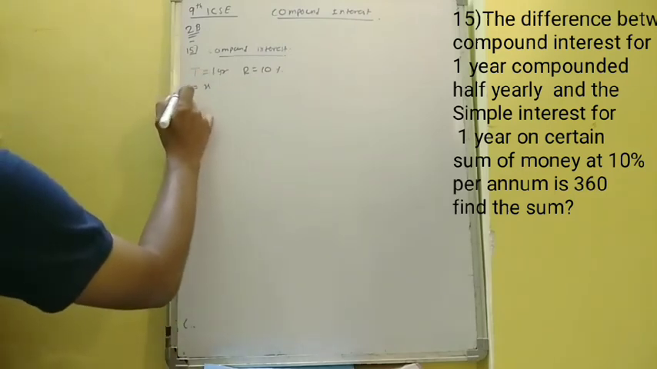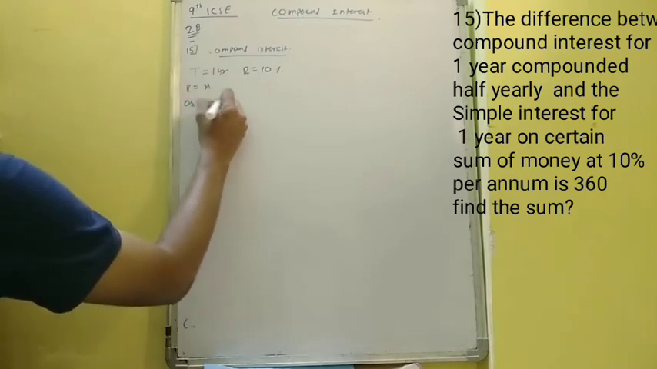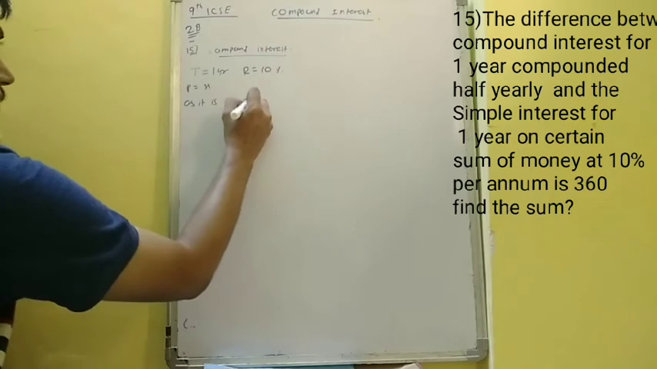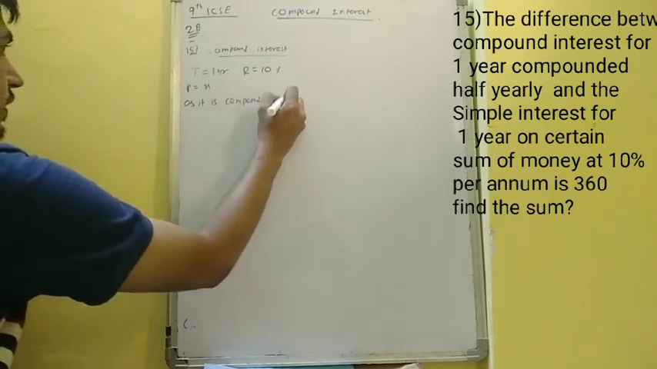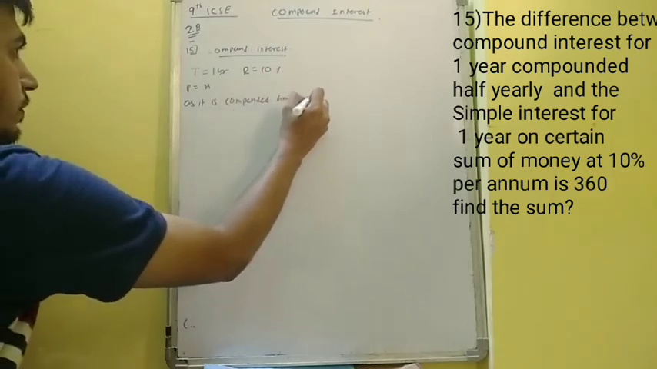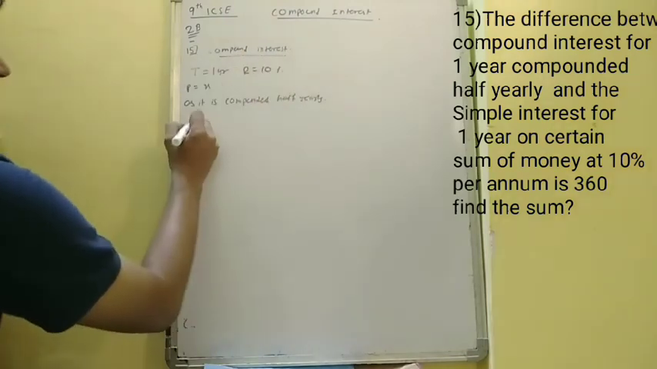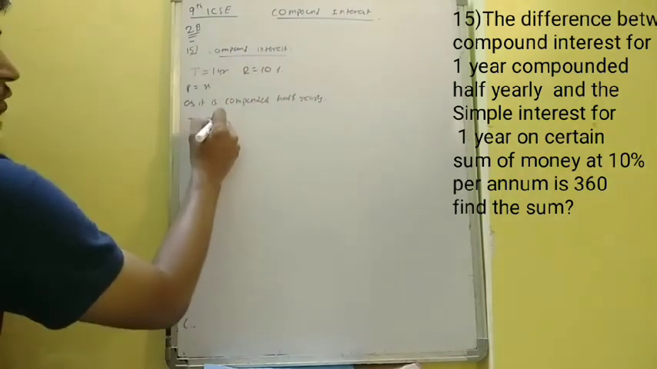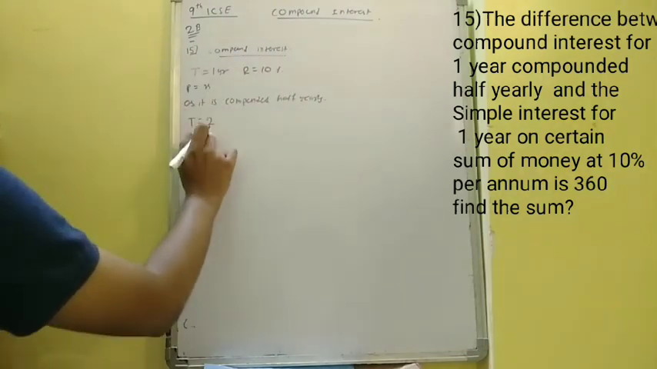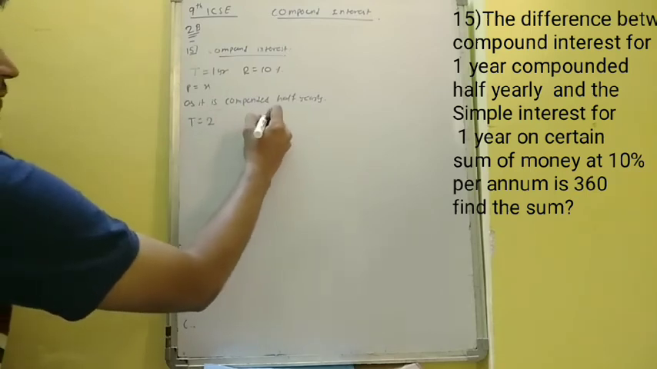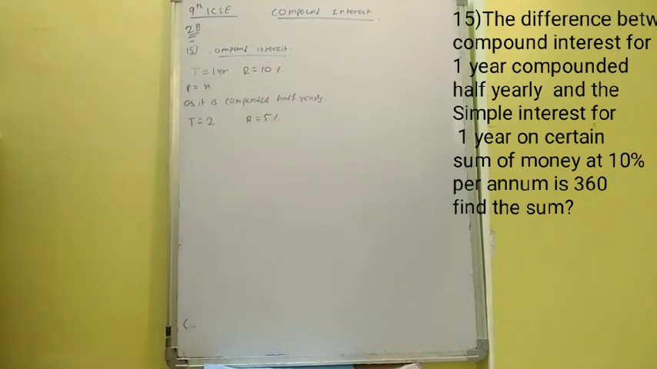As it is compounded half yearly, the time, 1 year, will become 2, and the rate will be divided by 2, that is 5%. Now I will try to find the interest because the difference between the interests is 130, right?